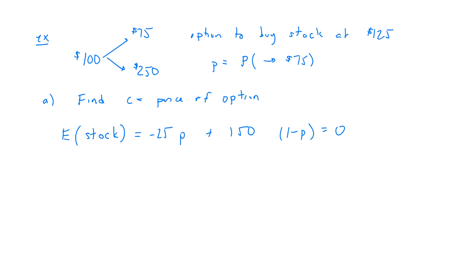And so if I bring everything over, I get 150 is equal to 175P. So therefore, P is equal to 6/7. As I stated in the beginning, that probability doesn't really mean anything. It's just saying that there is some thing that can happen, which means we can't have arbitrage.